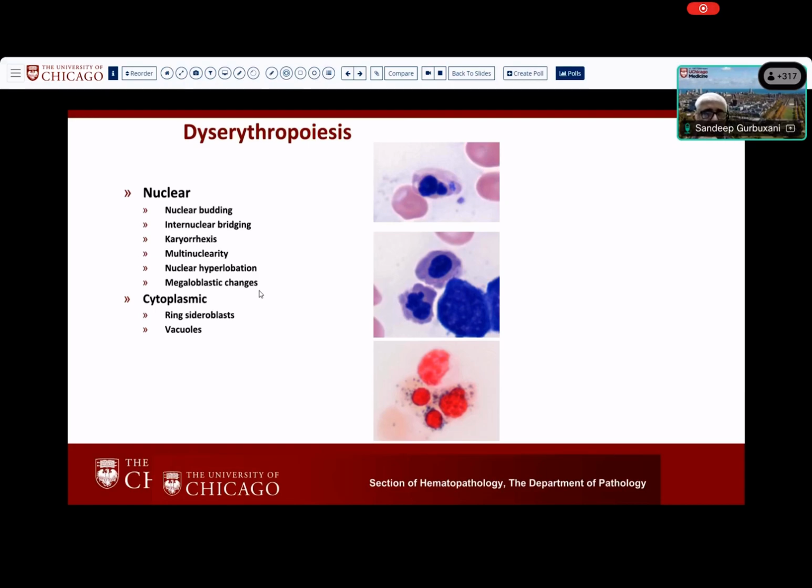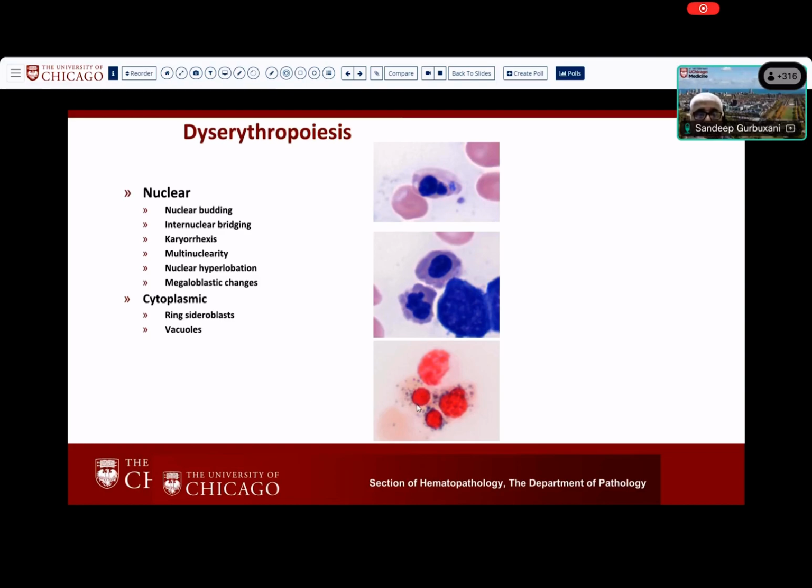You have very large nuclei that still have very open chromatin, and the cytoplasm has matured with a lot of hemoglobinization, and this is very non-specific. You see it in vitamin B12 and folic acid deficiency, but you can also see these megaloblastic changes in myelodysplastic syndrome. And then cytoplasmic vacuoles, again, is a non-specific finding. You can see it in copper deficiency and zinc toxicity. You can see it with certain drugs, but you can also see it in myelodysplastic syndrome.